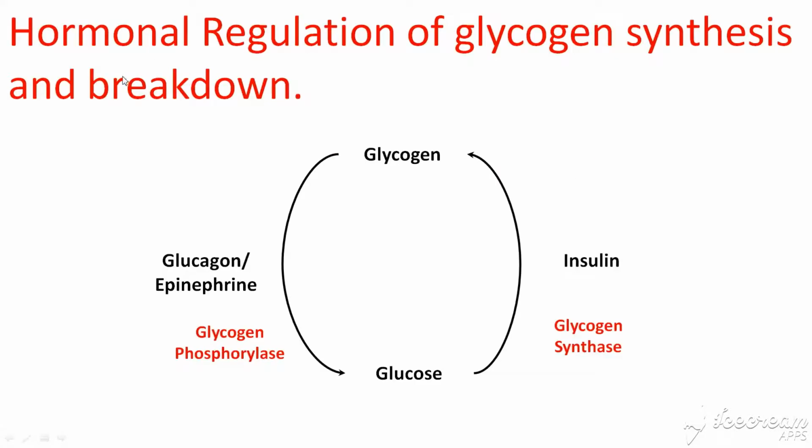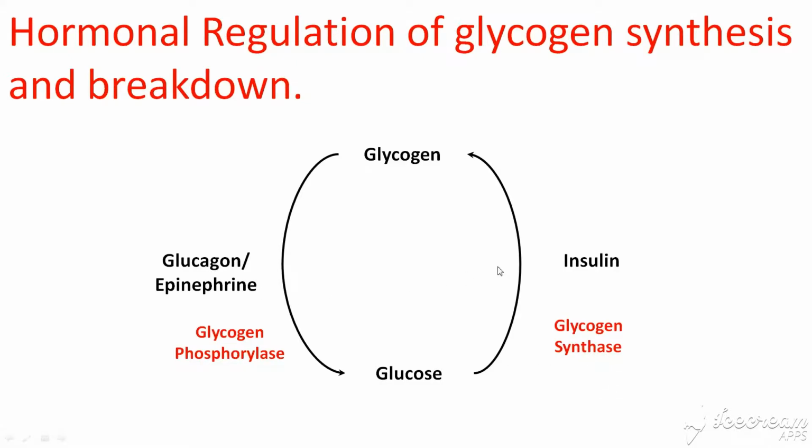Okay, so now we're going to talk about the hormonal regulation of glycogen synthesis and breakdown. So we're going to discuss how hormones affect either the process of glycogen synthesis or the process that promotes glycogen breakdown. There are 3 important hormones that we're going to talk about: glucagon, epinephrine, and insulin. So we said before that when glycogen is broken down into glucose, the rate-limiting enzyme for this is going to be glycogen phosphorylase, and when glucose is converted back into glycogen, the rate-limiting enzyme for this is going to be glycogen synthase.